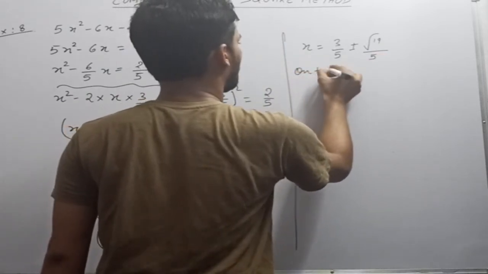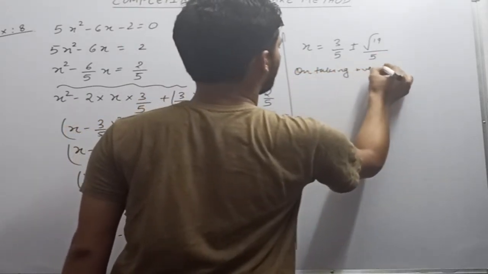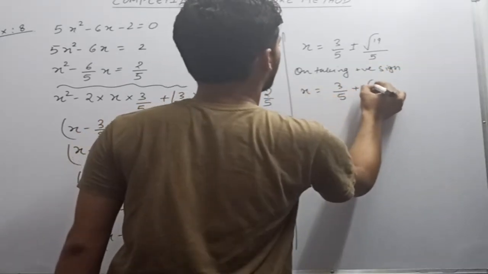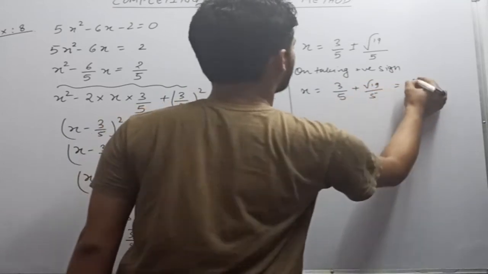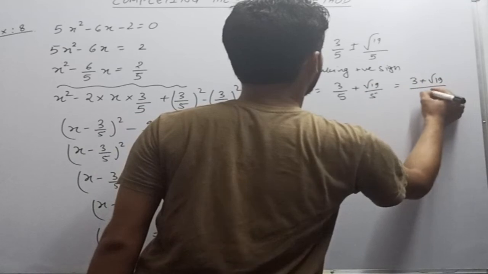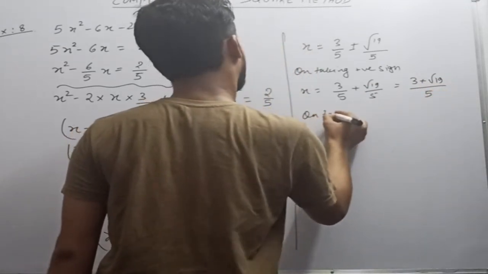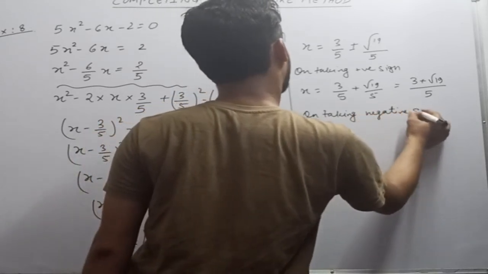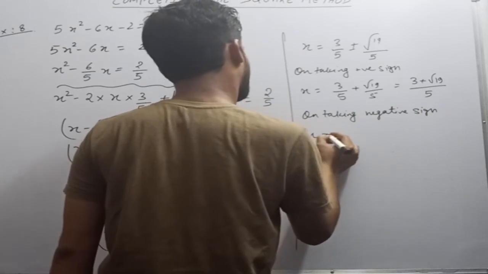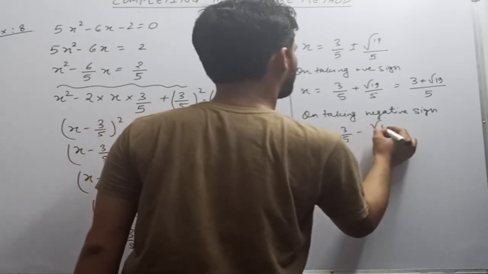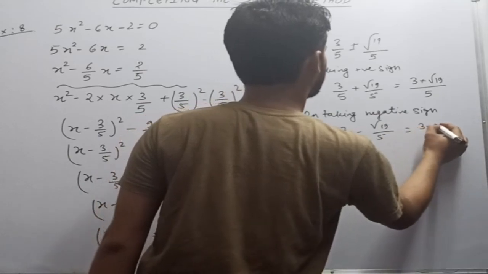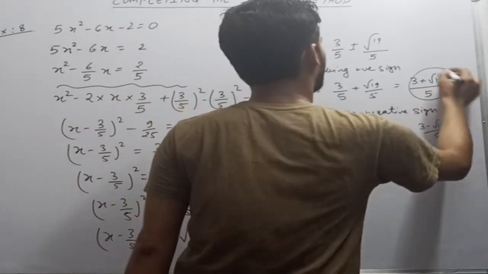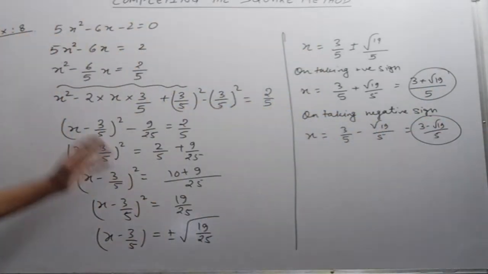On taking the positive sign, x must be equal to 3 upon 5 plus root 19 upon 5, which can be written as 3 plus root 19 upon 5, and on taking the negative sign, x must be equal to 3 by 5 minus root 19 by 5, which can be written as 3 minus root 19 by 5. So these two must be the roots of this quadratic equation.